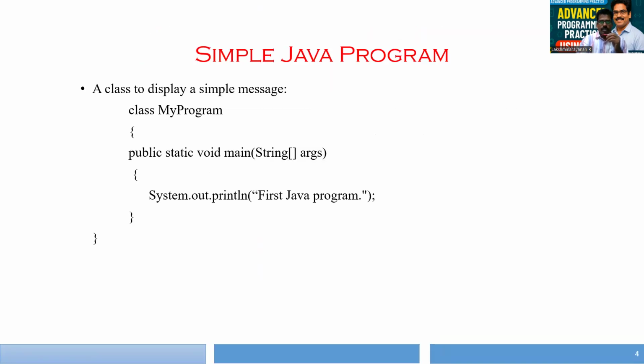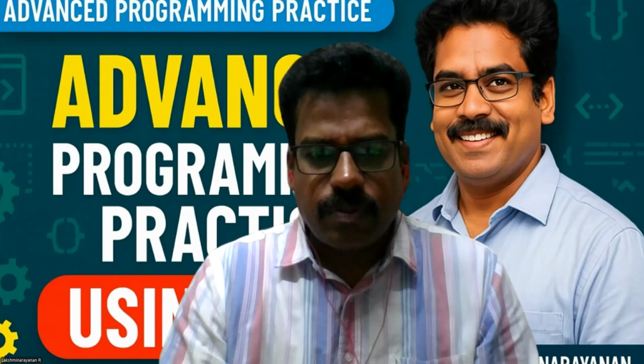This is an example of a very simple Java program. First we have used a class and a class name. Then we use the main method and a simple statement to print, using system.out.println. So the first Java program has been executed. Now I will jump directly to the coding part.